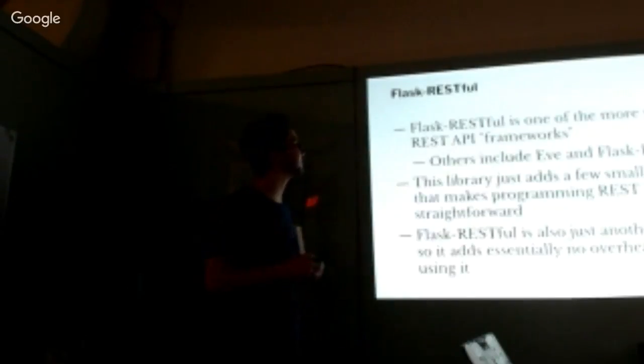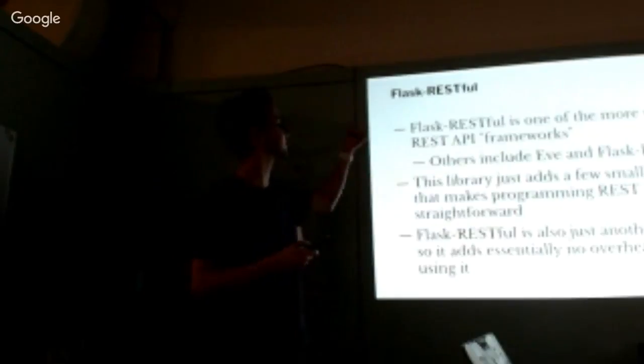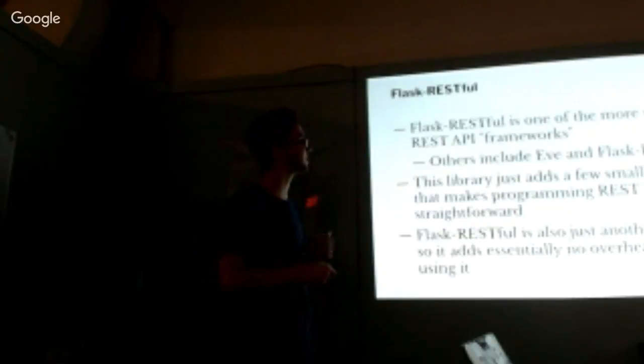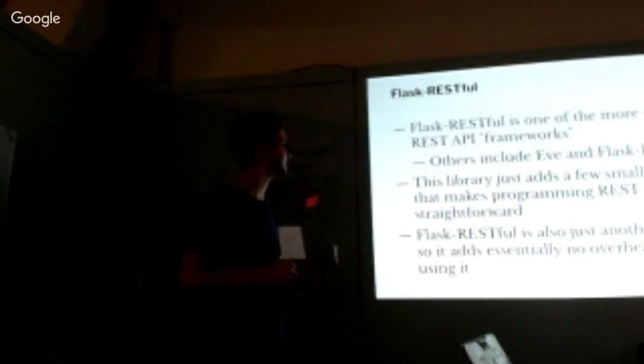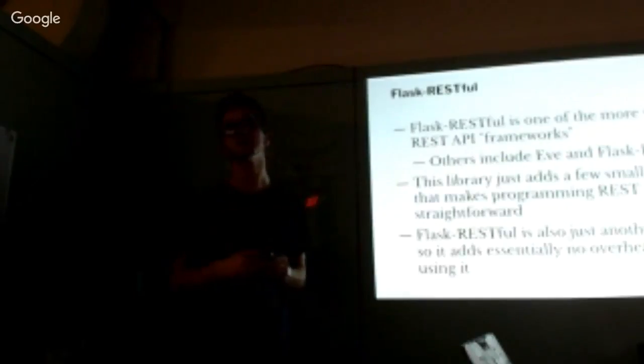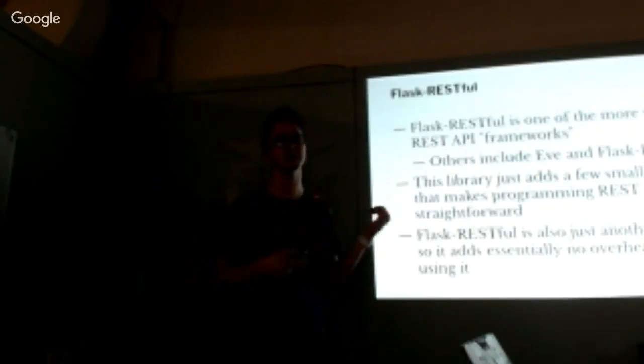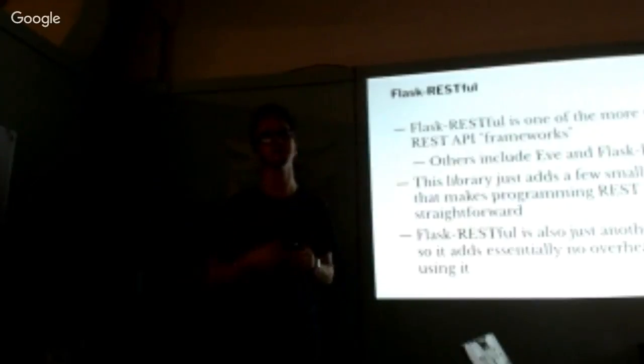And so this library, Flask-RESTful is what we're talking about, just adds a few small tweaks to Flask that make programming the APIs much easier. And it's, again, just another Flask extension, so you initialize it the same way. And like everything else, it's just one line of code. It says, hey, I've got my Flask app, wrap it in this extension, and I have an API instance now.